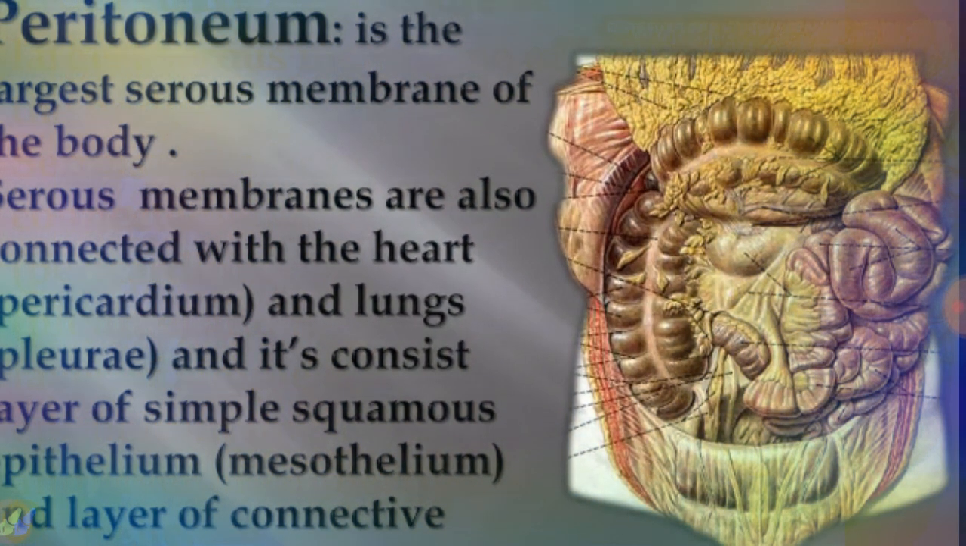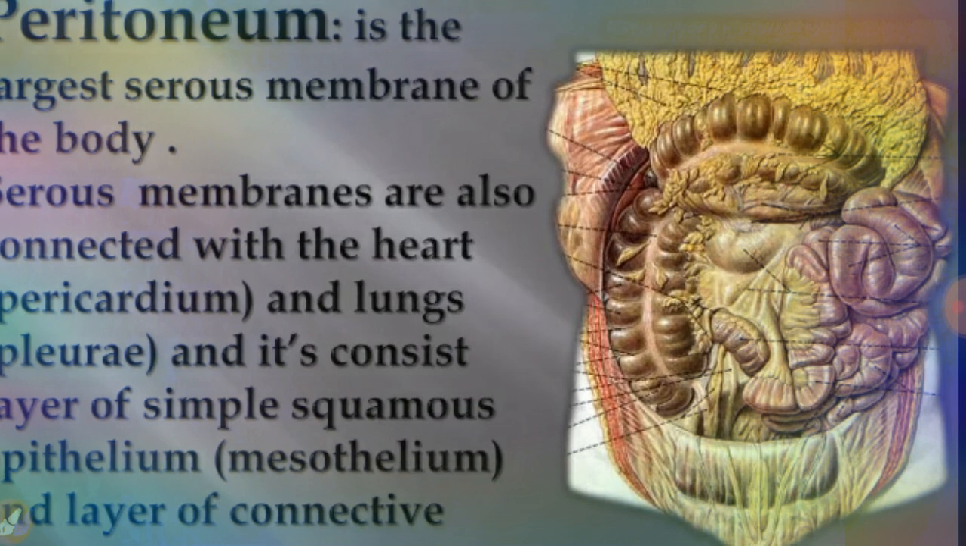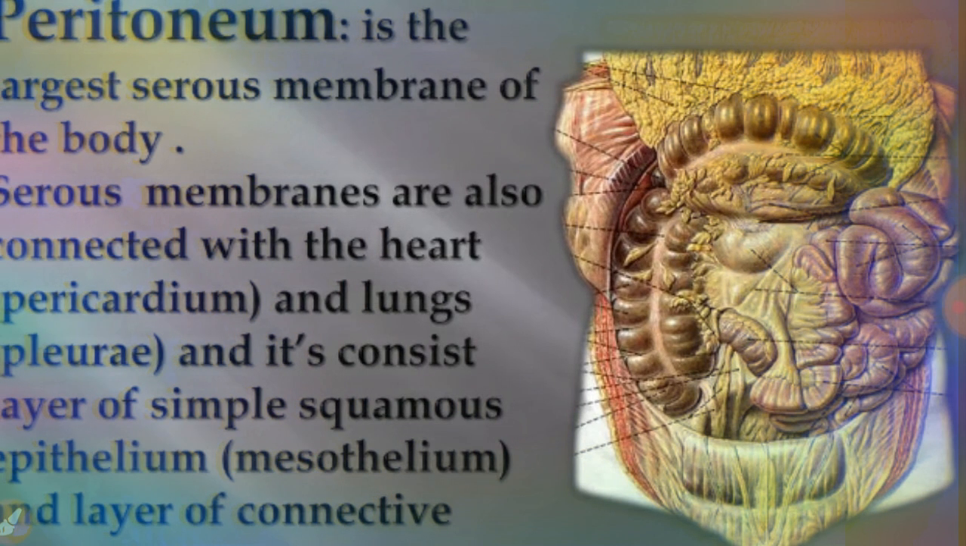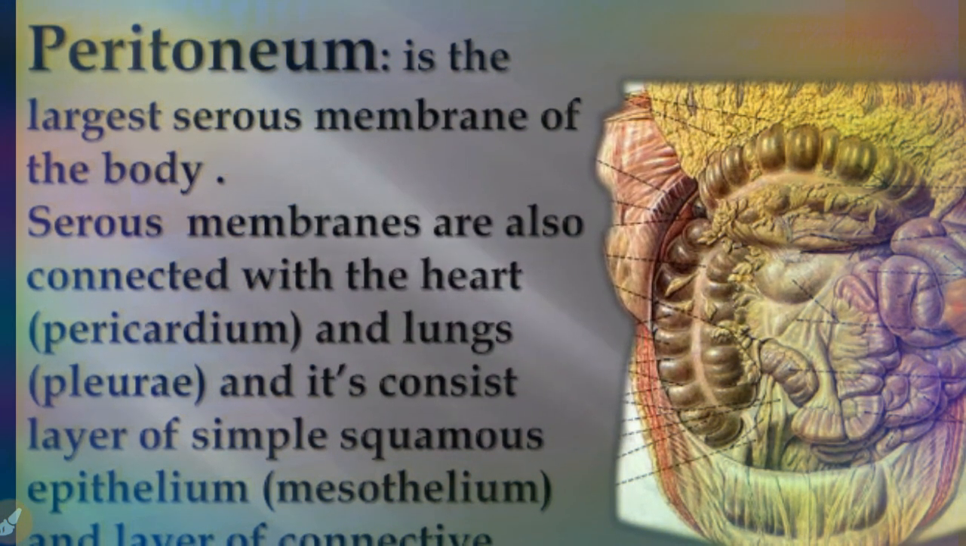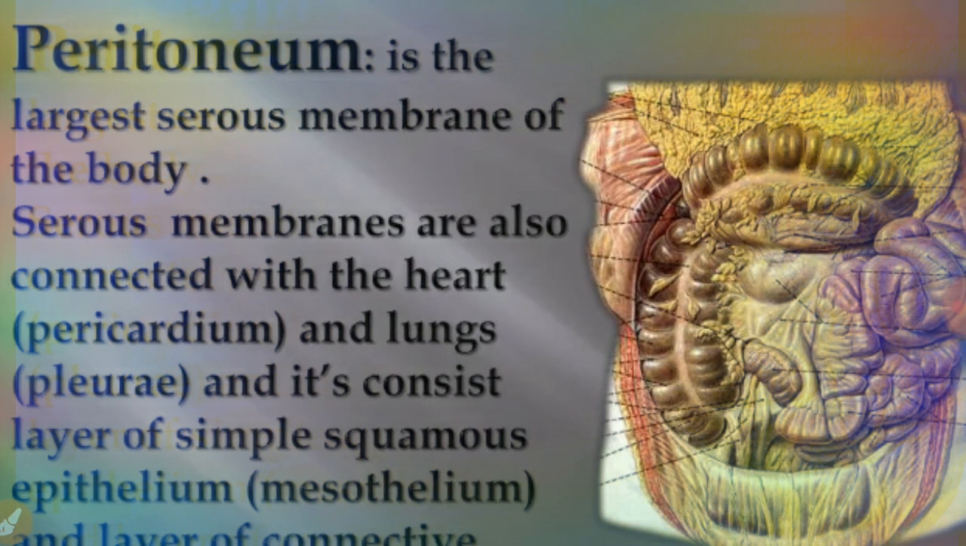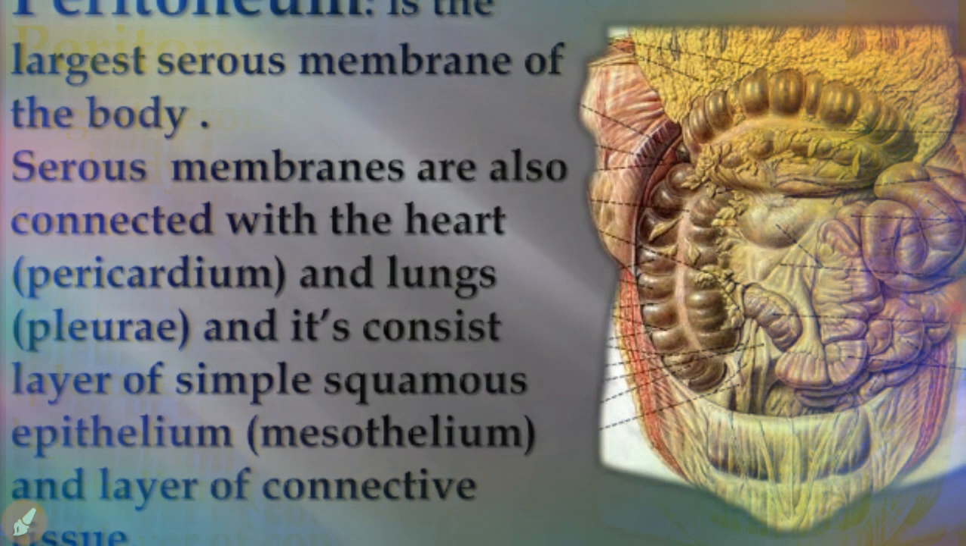In detail, we can see the clear picture in this slide. This is the peritoneum, and we can see the anterior view, posterior view, and lateral view. The peritoneum is the largest serous membrane of the body. Serous membranes are also connected with the heart, at the region of the pericardium, and with the lungs, as the pleura, and they consist of a layer of simple squamous epithelium.